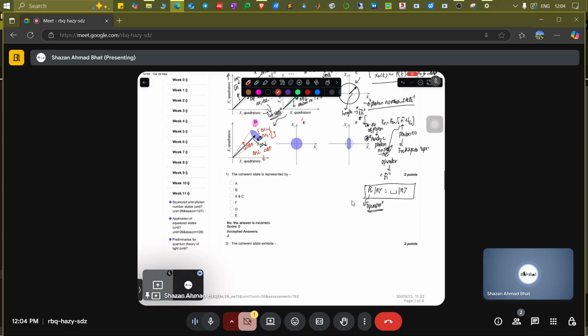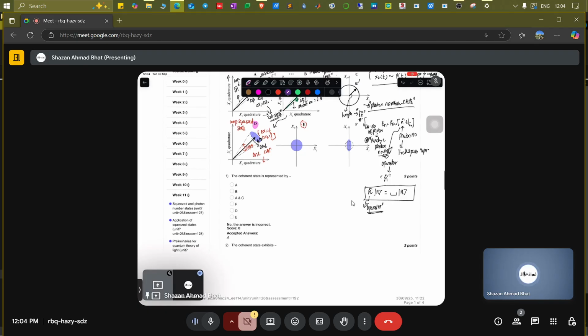Now this particular part is an amplitude squeezed state. Because you are squeezing the amplitude, you're reducing the uncertainty in the amplitude. So this is an amplitude squeezed state. Now if we talk about part E, we have been talking about it.